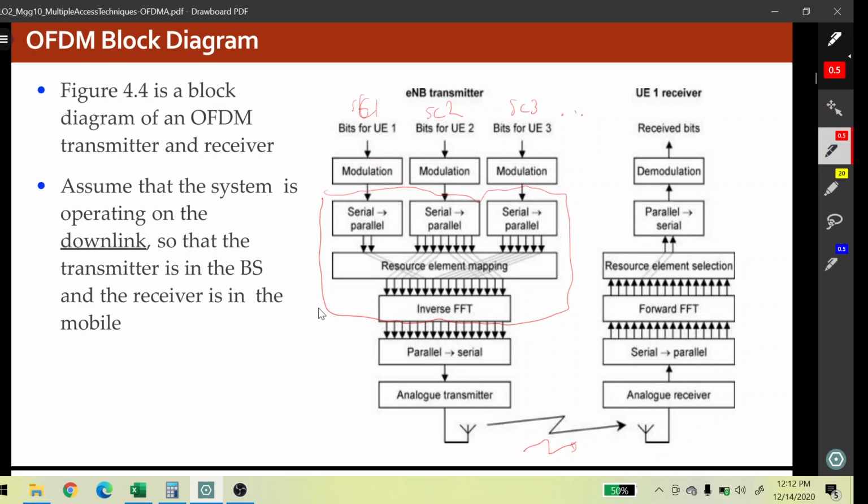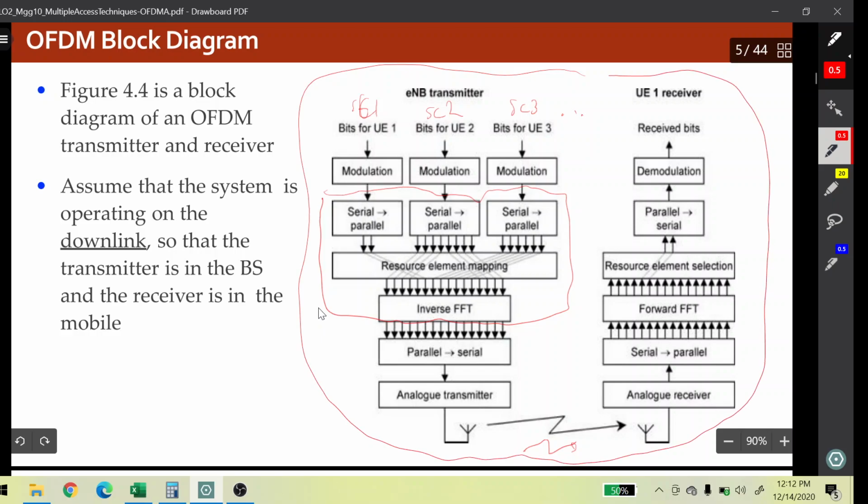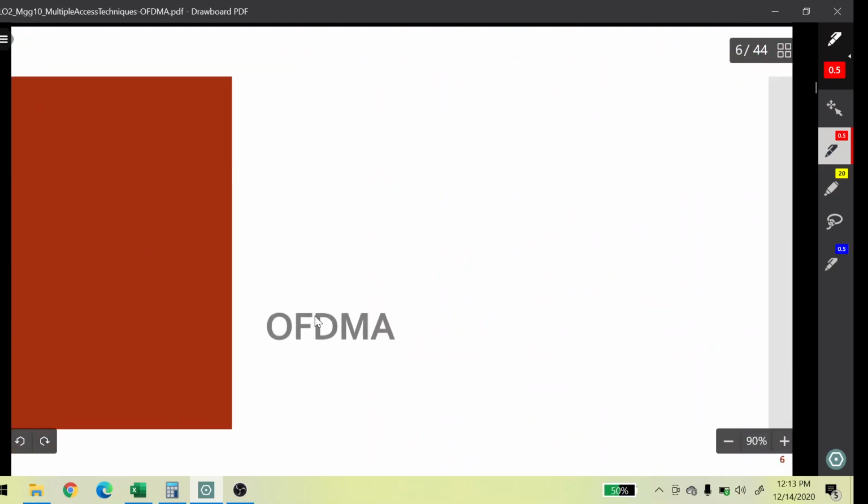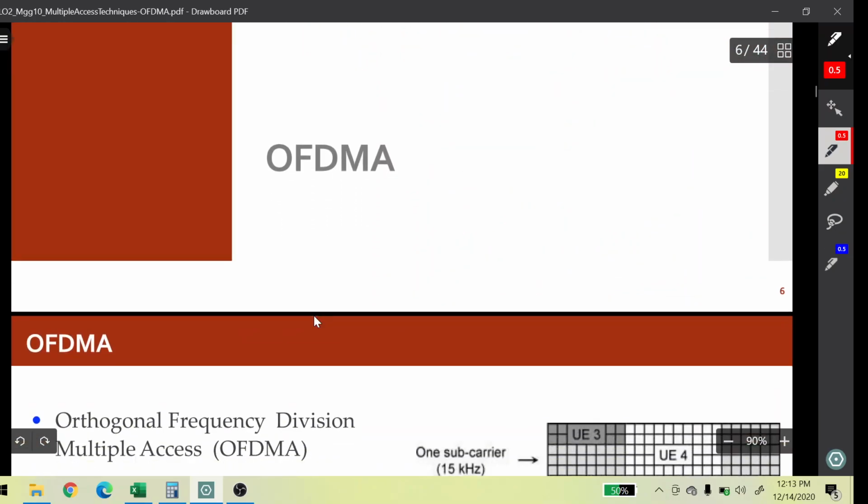Now, all of this process only happens in the downlink. Why is it not happening in the uplink? Well, we are going to discuss this next week. So this process only happens in the downlink, which is the communication from the base station to the end user. Now we go to the OFDMA.